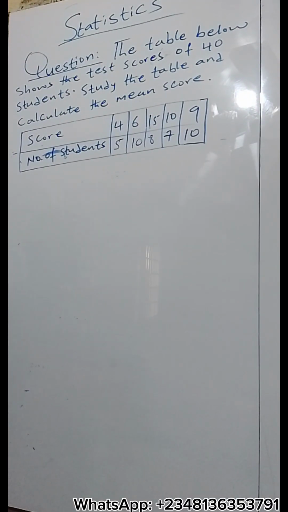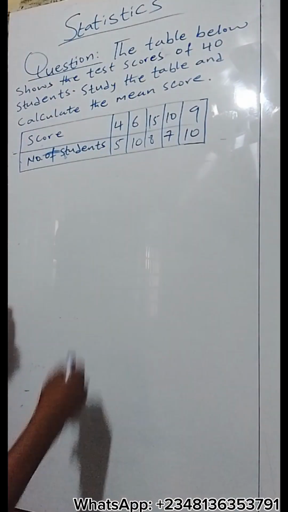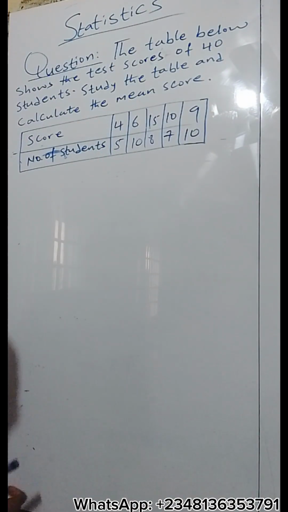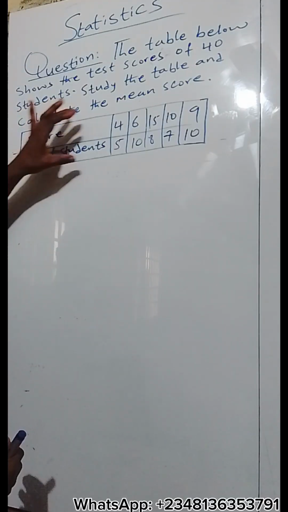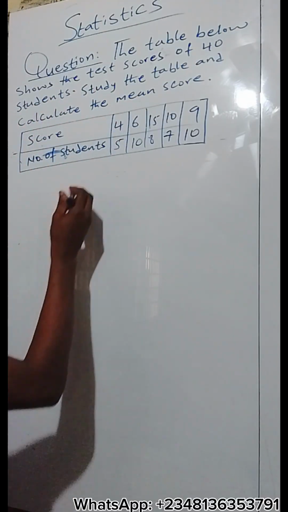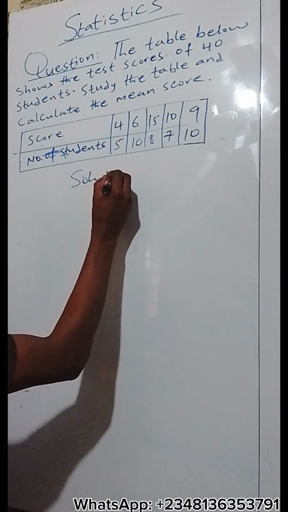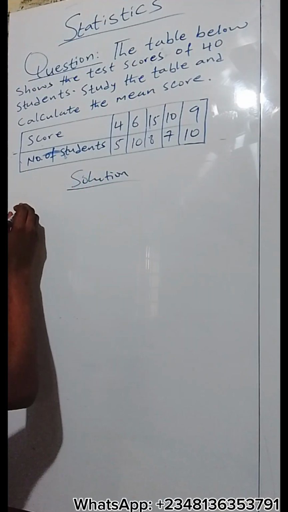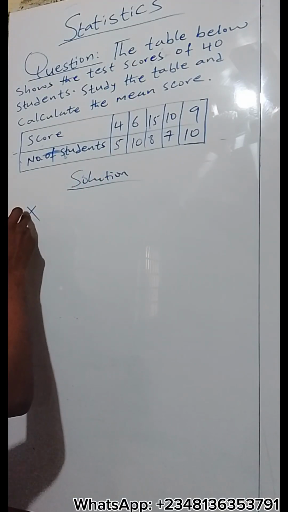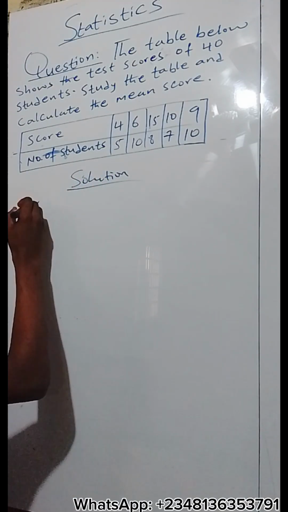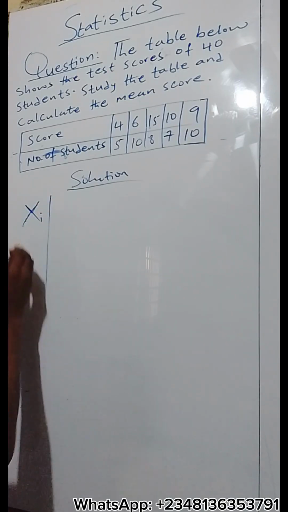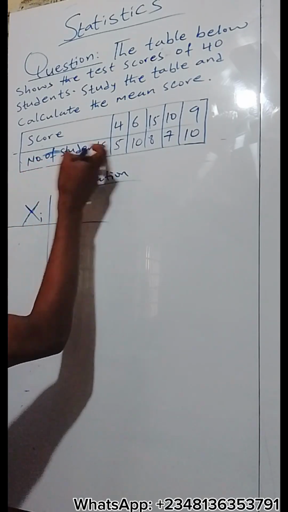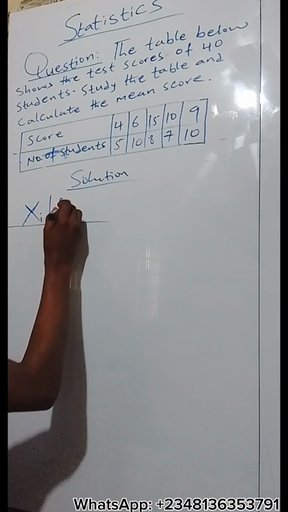So wherever you see a question like this that involves frequency, the best thing to do is to make the table vertical. Now, solution. The first column here I have x sub i. This x itself represents the score. Then we have number of students representing the frequency.